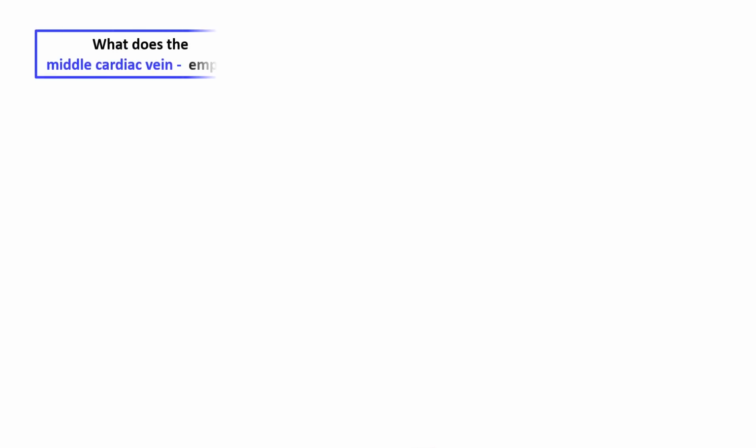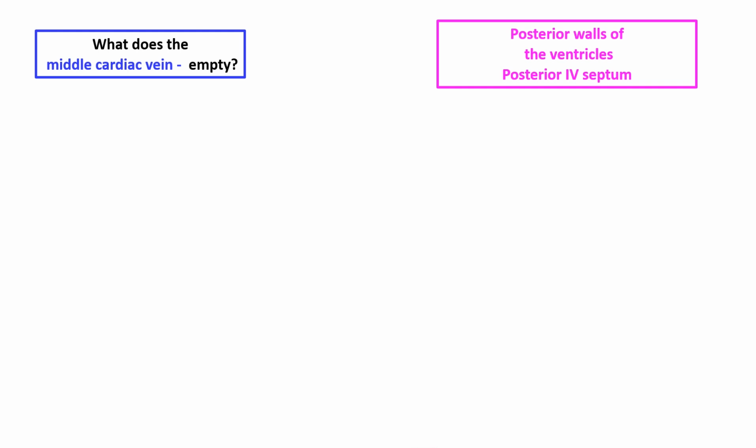Back to basics of science, and we need to test our knowledge and write down notes. What does the middle cardiac vein empty? Remember, the middle cardiac vein runs along the posterior interventricular artery. Therefore, it is going to drain the posterior walls of the ventricles and the posterior part of the interventricular septum.